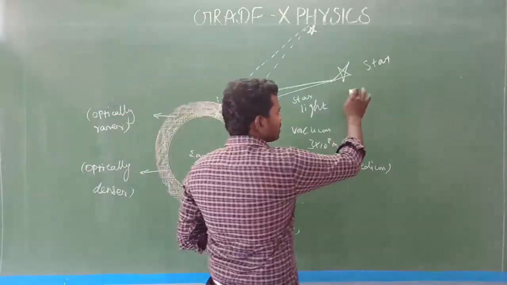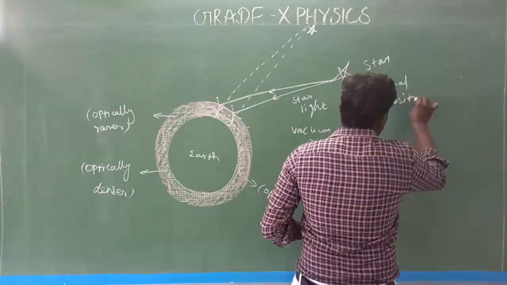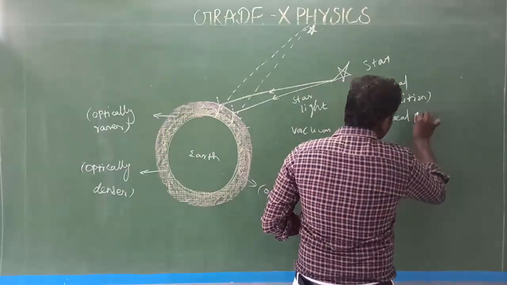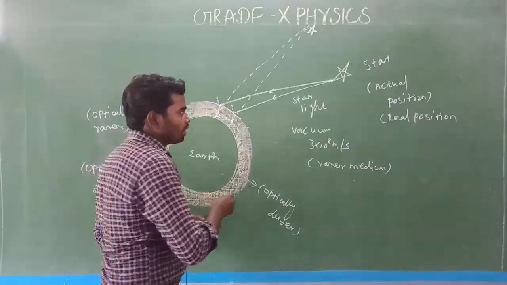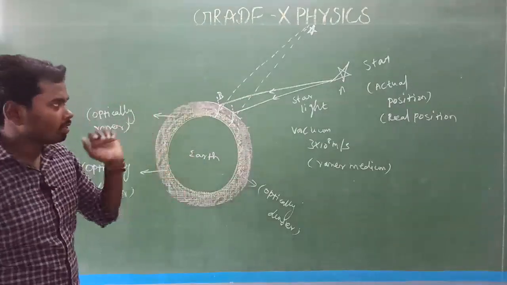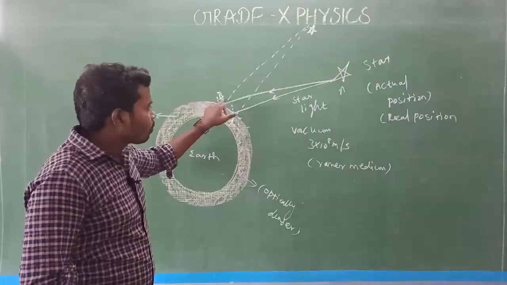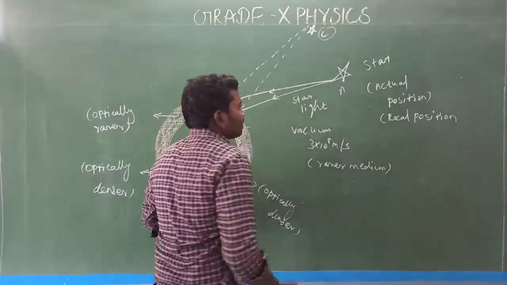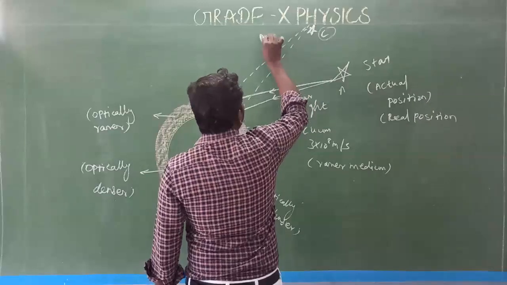Am I right? So this is the actual position of the star, which means the real position. Consider I am going to give a name A, and this is B. A and B. Due to atmospheric refraction, the star position appears to be BC. That's all. So what is that? The apparent position.